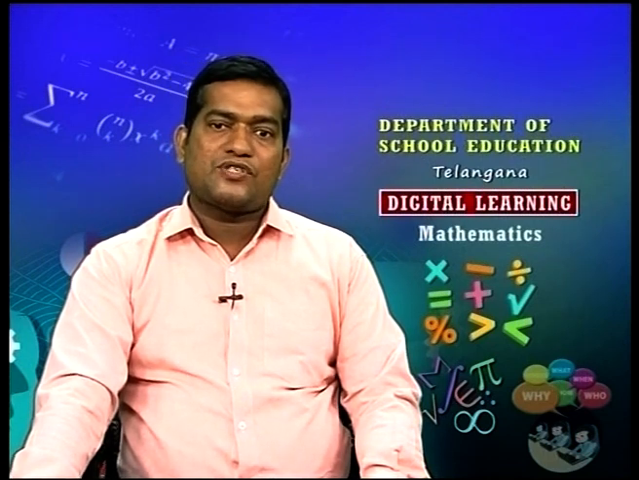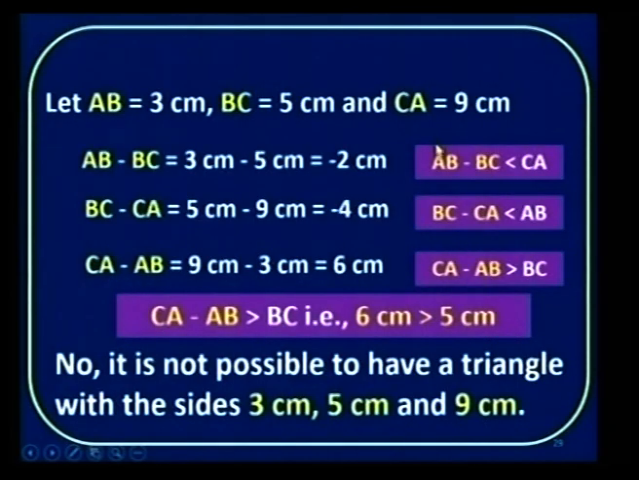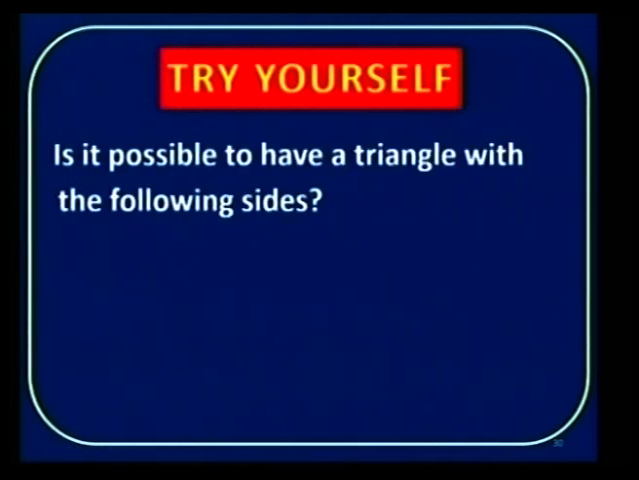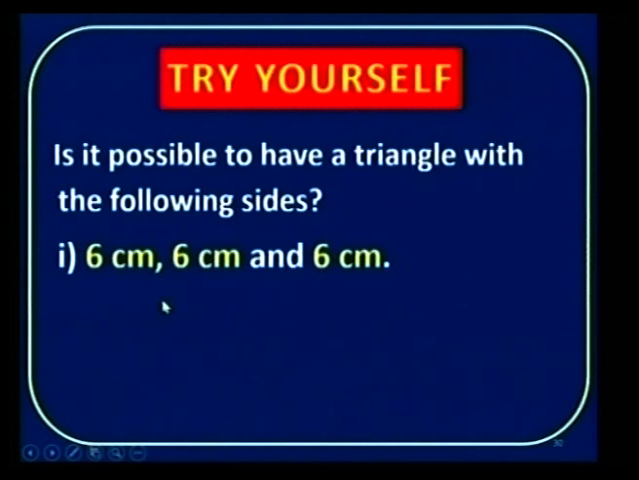So, from this example, children, what you can understand, I am finding the difference of two sides for 3 times here. All the 3 conditions must be satisfied. The first 2 conditions are satisfied, but the third condition is not satisfied. So, we can say that it is not possible to have a triangle with the sides 3 centimeter, 5 centimeter and 9 centimeter. Children, try yourself whether it is possible to have a triangle with the following sides 6 centimeter, 6 centimeter and 6 centimeter.